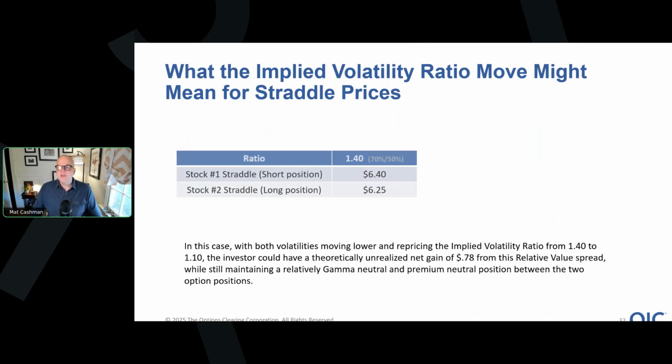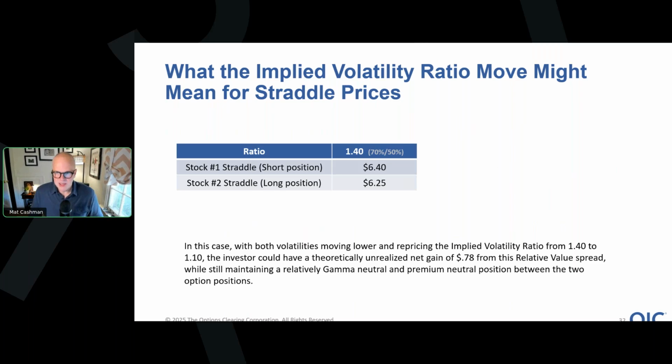What does this mean necessarily for straddle prices? So we started with being short a $6.40 straddle and being long a $6.25 straddle. So you're essentially, net, taking in 15 cents of premium for this entire thing. In this case, you started with a 140 vol ratio. And we just said it moved down to a 110 because the vols moved from a 70 to a 55 and a 50 to a 45.